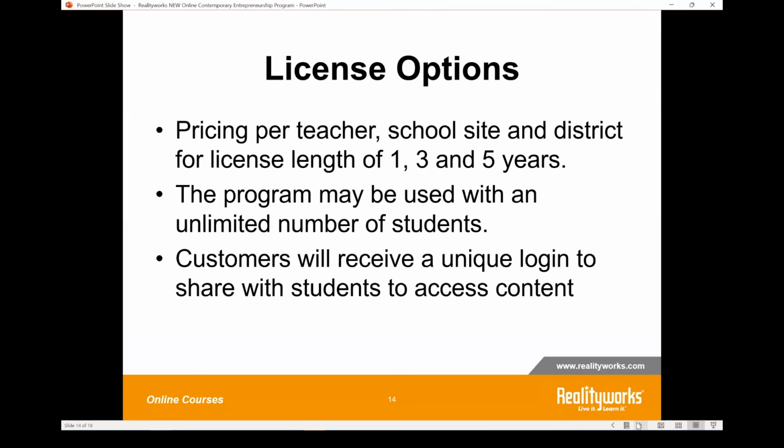So let's talk a little bit about the purchasing process. If you decide that this is something you'd like to purchase, there are a few different license options available. You can buy them at the teacher level for just you, the school building level, which would be a school site license, or district. And we have lengths of 1, 3, and 5 years. But once you purchase it, you can use it with as many students as you wish at that level. So if you're a teacher, if you buy the per teacher site license, you can use it with all of your students if you wish. A school building could use it with all the students in that building, or even a district could use it with as many students within the district as they'd like.